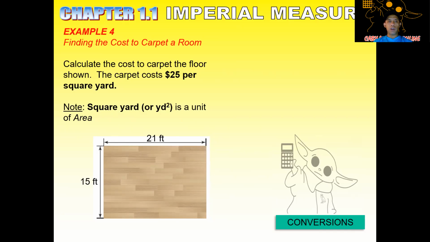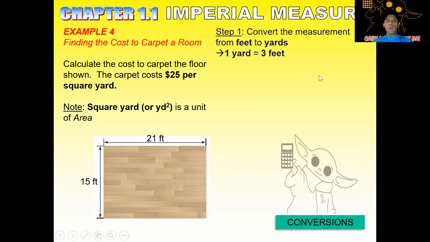Now, if you take a look at the question and the diagram, notice that our answer somehow has to be in square yards. However, we don't have our measurements in yards. So the first step we need to do is take those two measurements, the 15 and the 21, and change those into yards first.